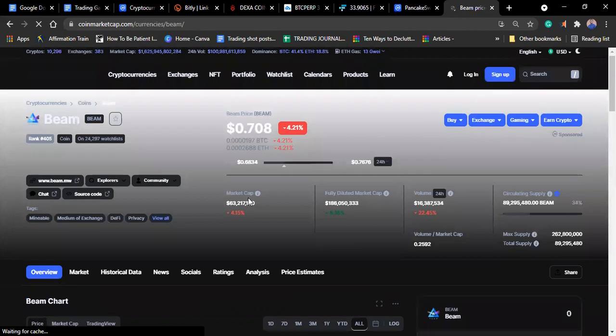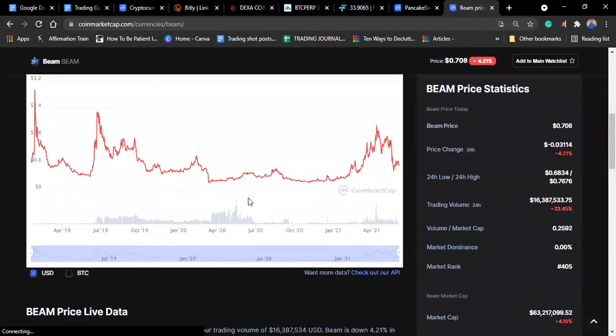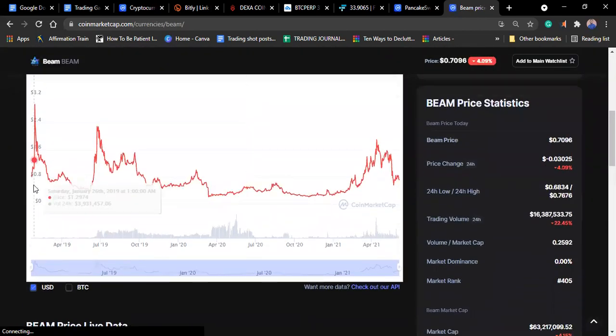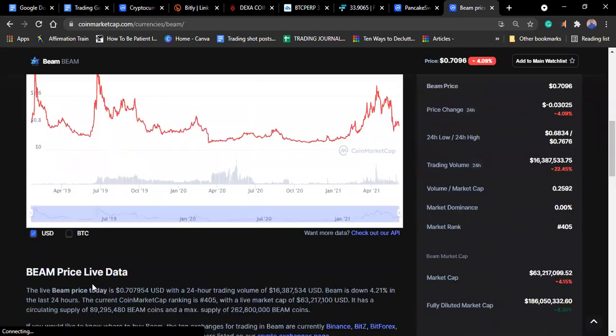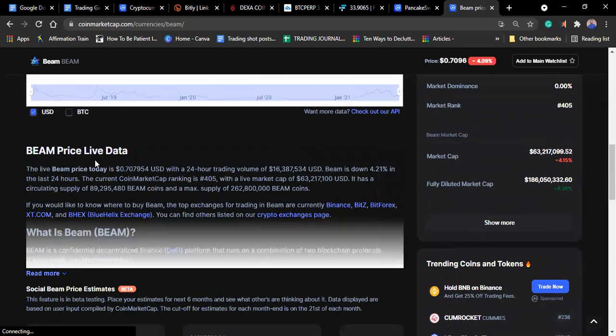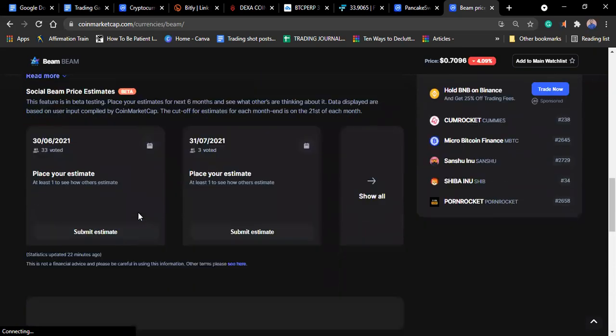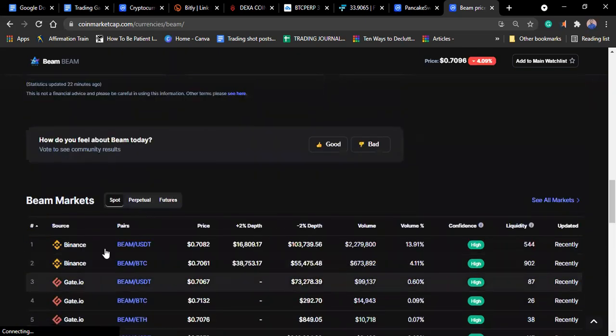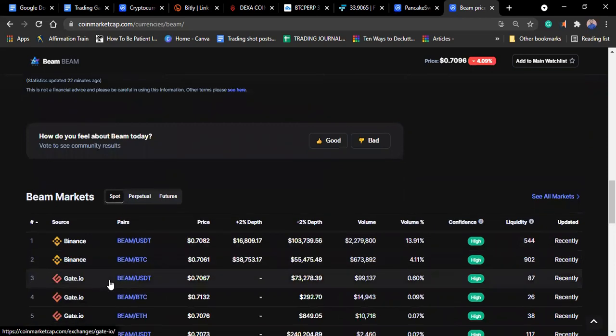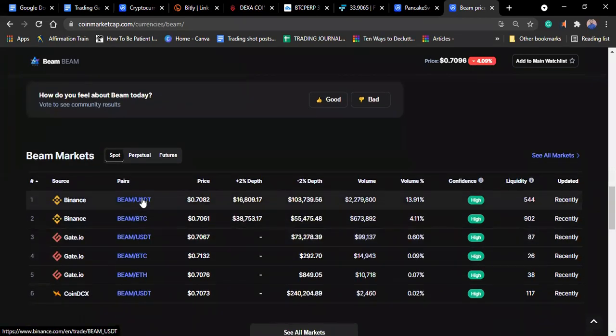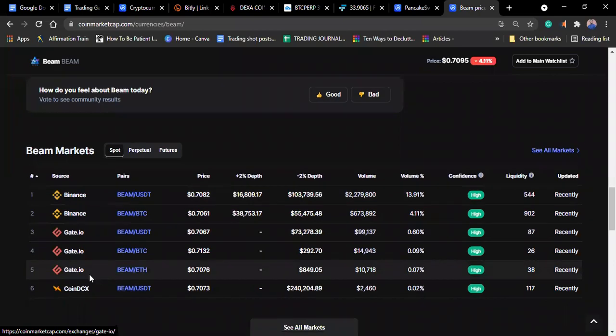Now you research about Beam. You read about them, when it started. Okay, it started in 2019. You read about what it does. Then you check the exchange where it is being traded. It's actually being traded on Binance. It's being traded on Gate.io.